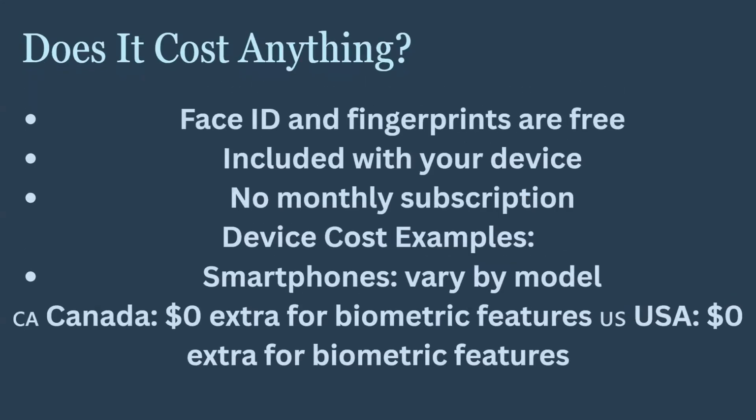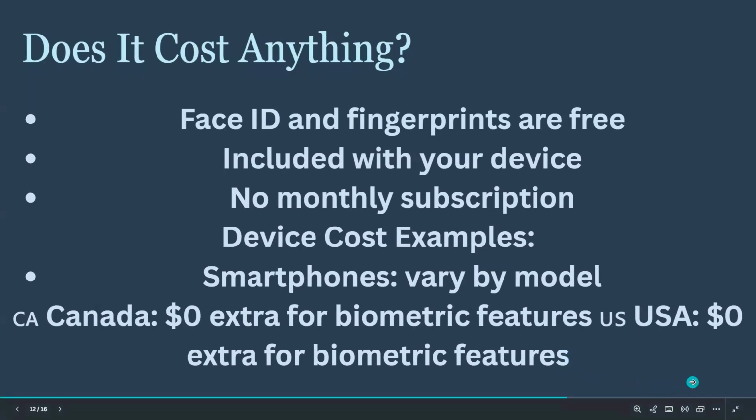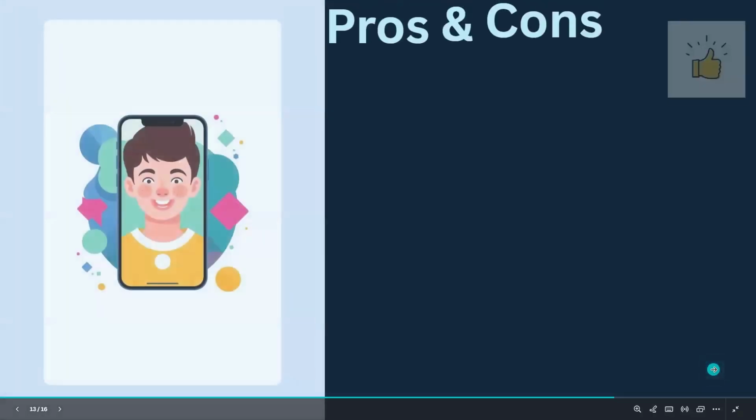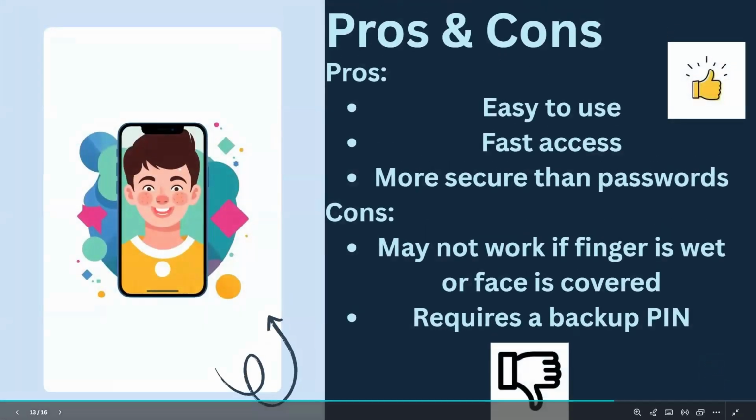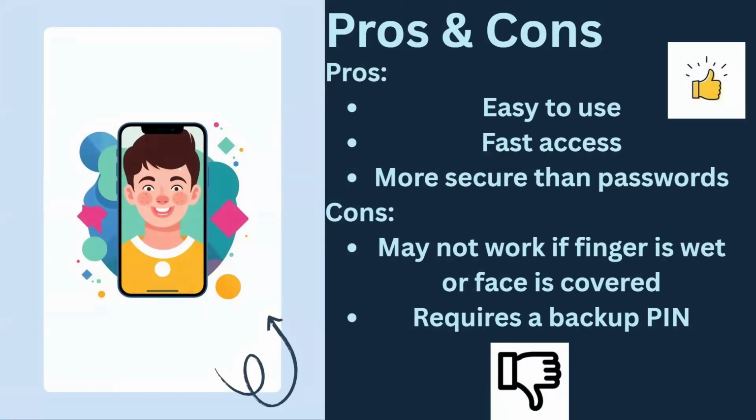So does it cost anything? Face ID and fingerprints are free. It's included with your device, which means no monthly subscription. Some device cost examples: smartphones vary by model. In Canada, it's $0 for biometric features. In the US, it's zero extra for biometric features. So as you can see, it's relatively free, once you have a device that could use it, obviously.